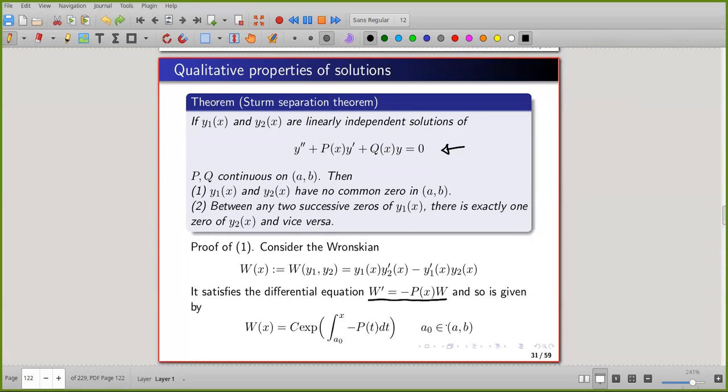Since p and q are defined on the open interval (a, b) and are continuous there, we can choose any a0 in (a, b) and write W(x) equal to this thing, for some constant c. In fact, c is W(a0).